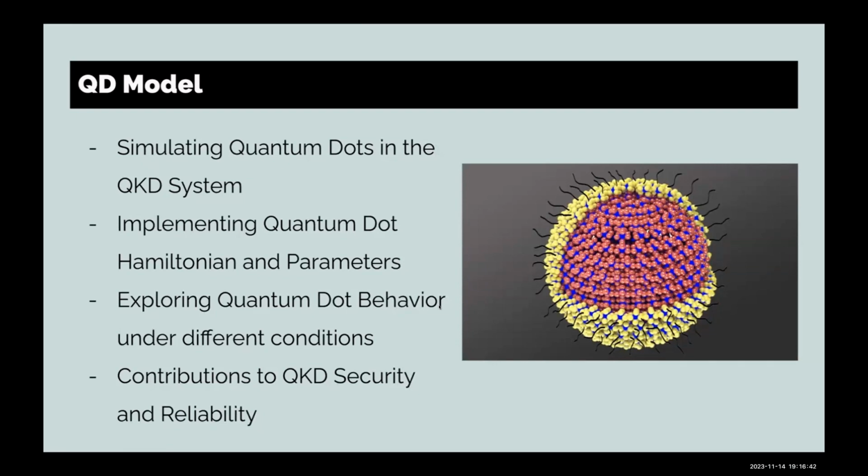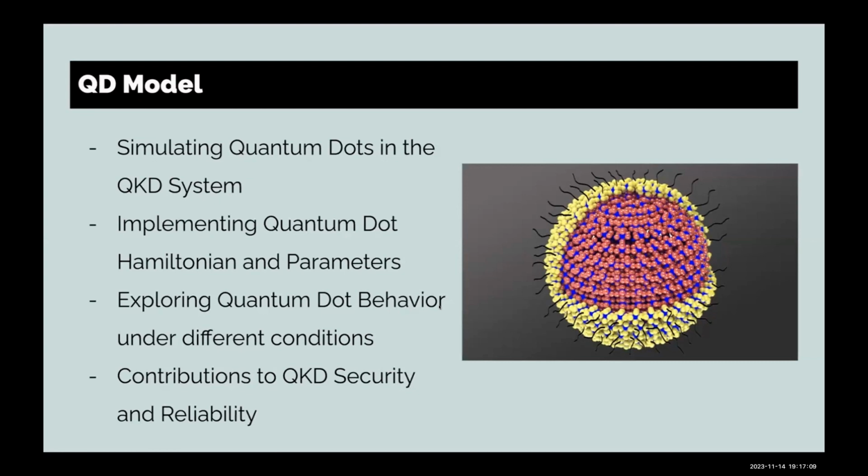Ground state energy is like our stability gauge. Lower energy means a more stable quantum dot setup in the QKD system. This stability translates to better resistance against external disturbances, boosting the overall reliability of the system. When we analyze variations in ground state energy, we get a sense of how well quantum dots can handle changes in their environment or system parameters.